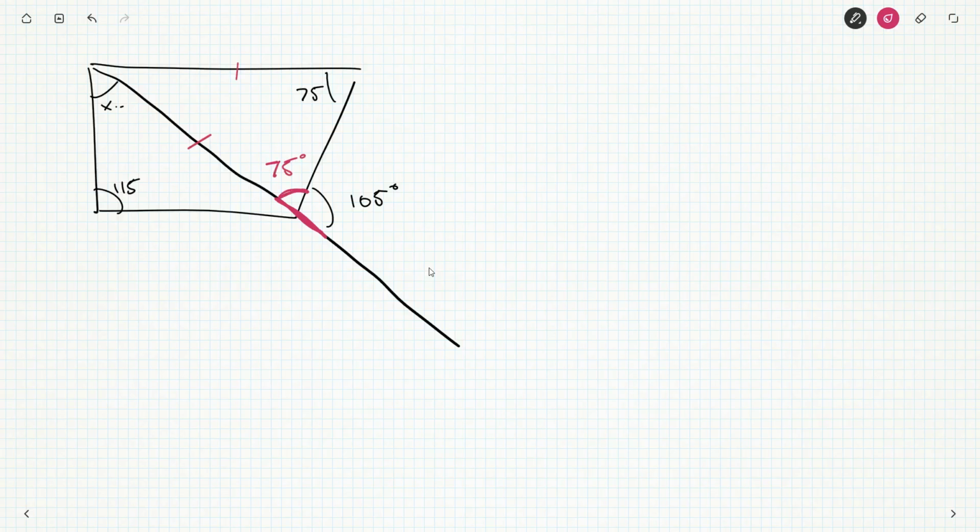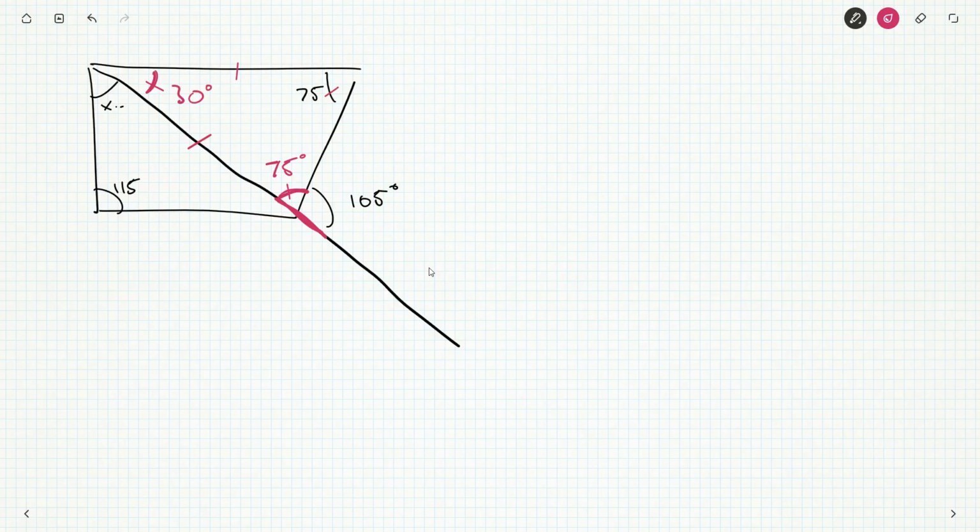Oh, look, these guys happen to be equal because we've got an isosceles triangle. I don't know if that's necessarily going to help, but there we go. What else can we do? Well, I can figure out this angle because this one, 75 and 75, need to add up to 180 because the sum of the angles inside a triangle is 180. 2 75s is 150, and that leaves 30 here.